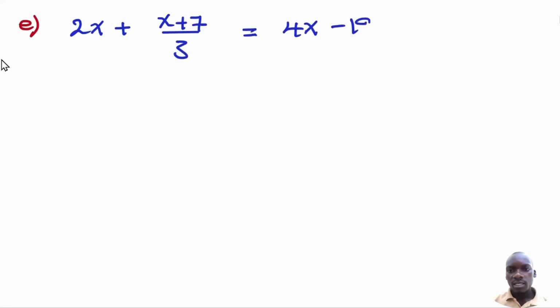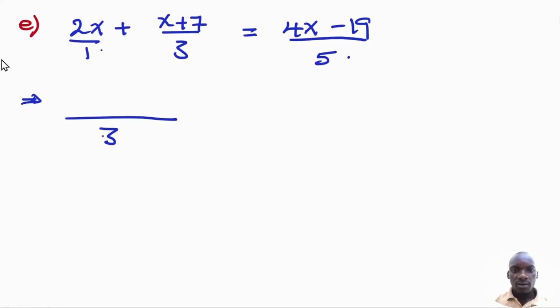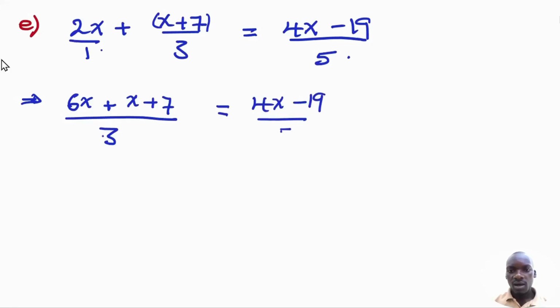The question is 2x plus x plus 7, the whole of which divided by 3 equals to 4x minus 19, the whole of which divided by 5. So in here, simply, we are going to first get the LCM. Remember, this is divided by 1. So our first step should be the LCM, which is 3. Then 3 divided by 1 gives us a 3, but multiplied by 2x, which is now 6x, plus the 3 divided by 3, that is 1, multiplied by the whole of this, to have now x plus 7, should be equal to 4x minus 19, the whole of which divided by 5.